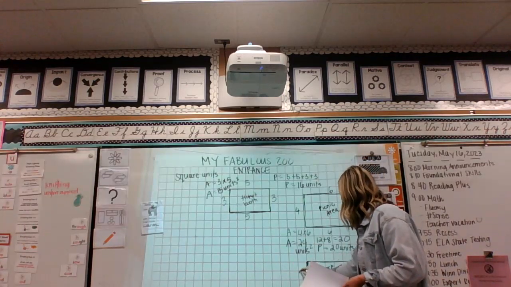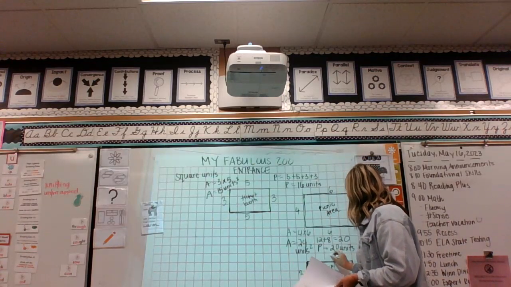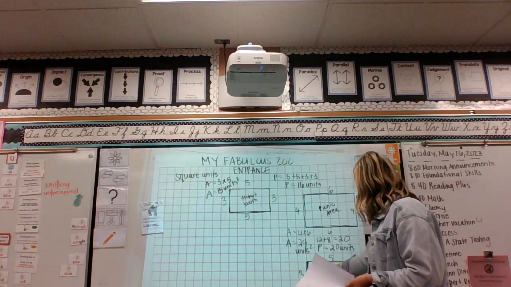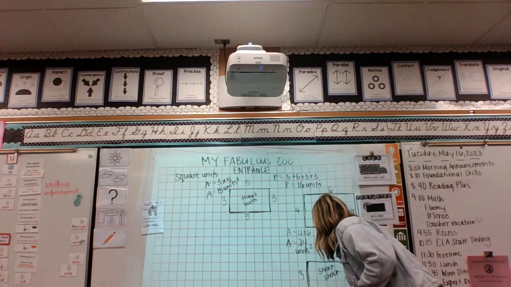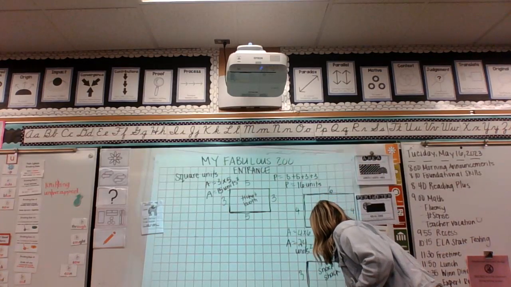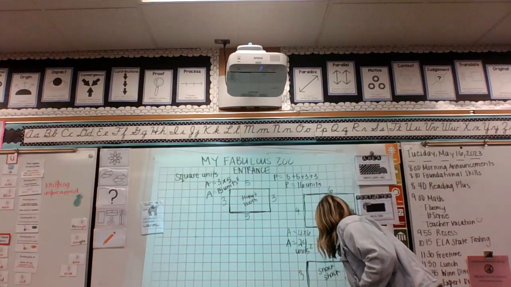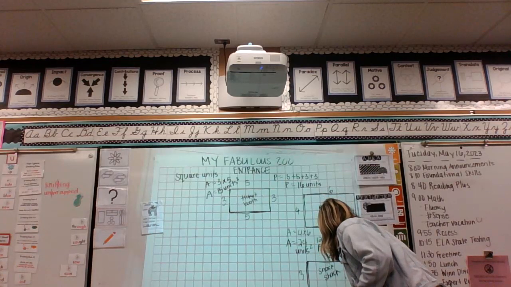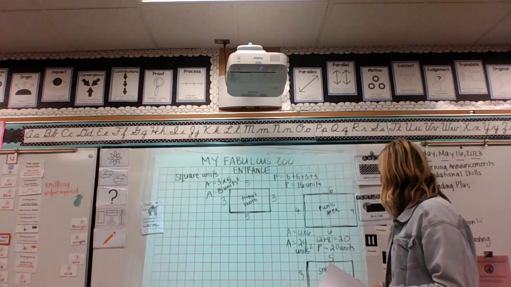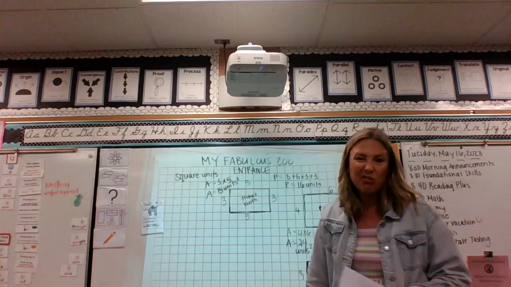So my snack shack, I'll do this quickly so I can get you guys started. 1, 2, 3. 1, 2, 3, 4, 5. Okay, 5 and 5 is 10, and 6 is 16. Perimeter is 16. And area, I'm multiplying 3 times 5, so 15. Units squared and units. I can write U if I need to, okay?